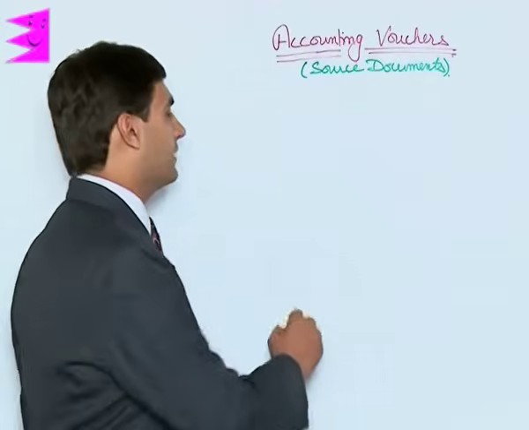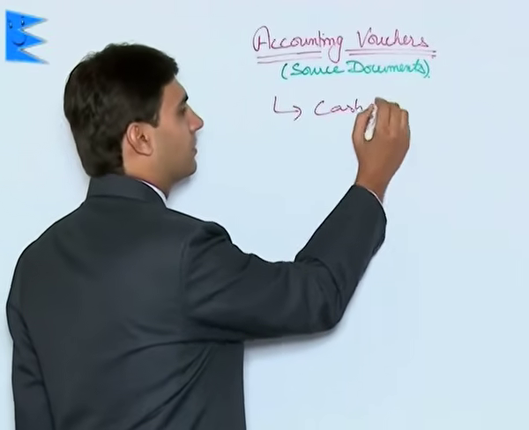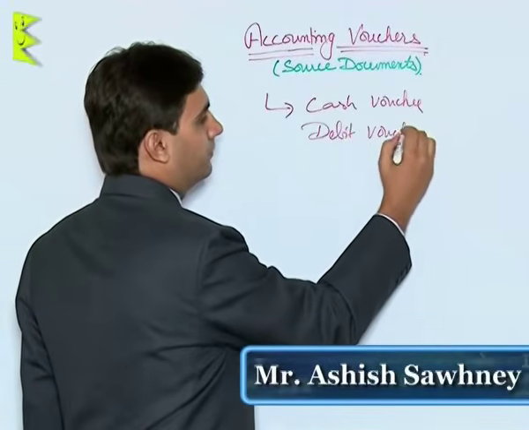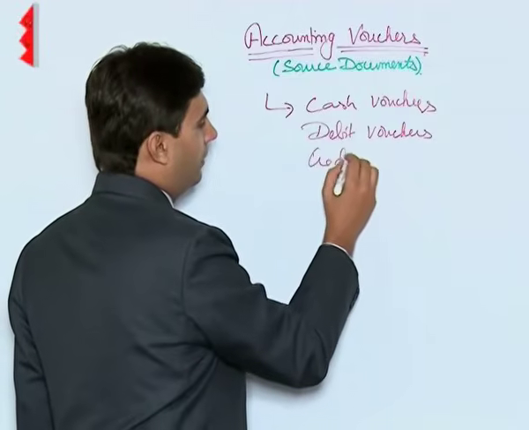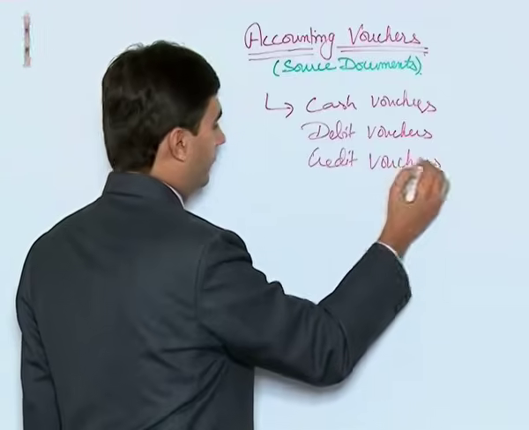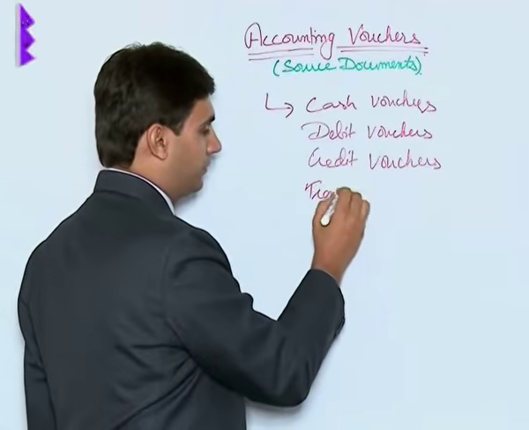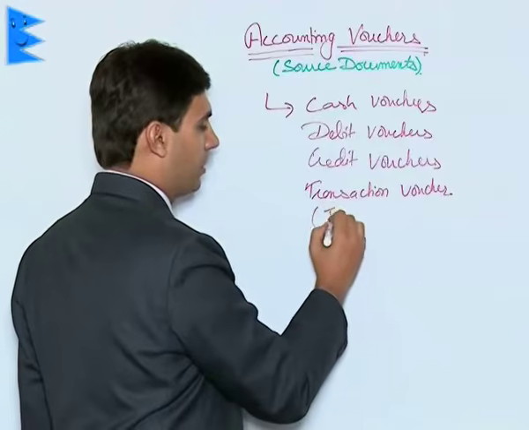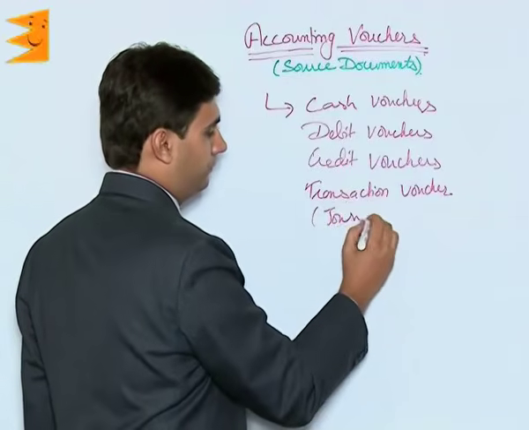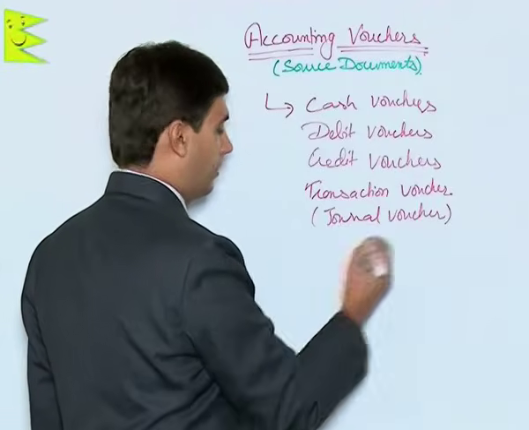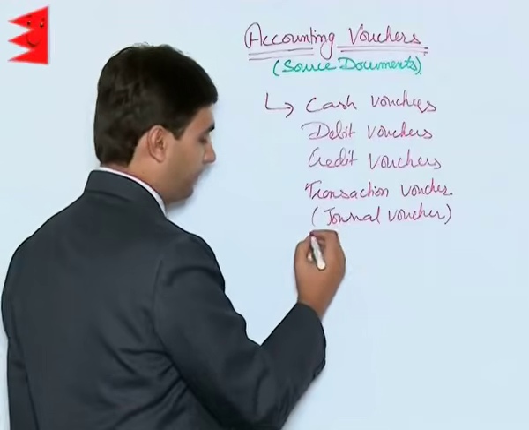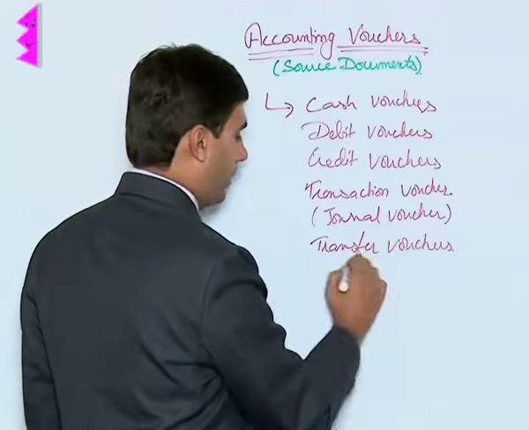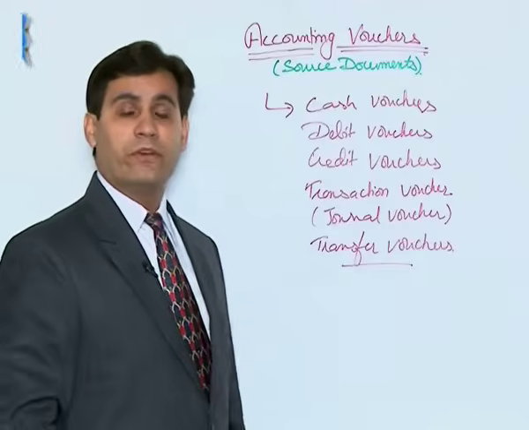Now students, these vouchers are of various types. They can be cash vouchers, they can be debit vouchers, they can be credit vouchers, they can be transaction vouchers, or we sometimes refer to them as journal vouchers, or we sometimes also refer to them as transfer vouchers. Now students, these are various forms of vouchers.